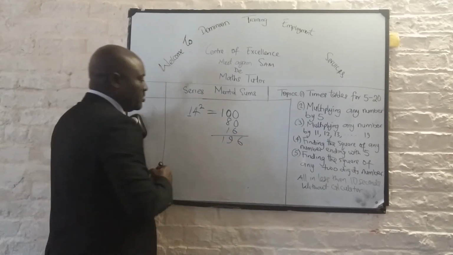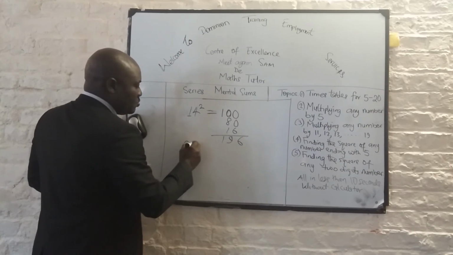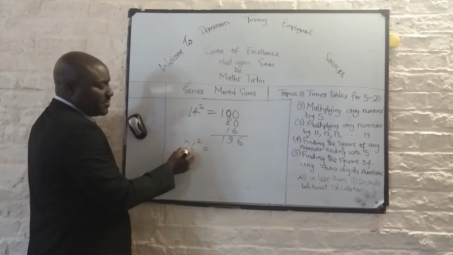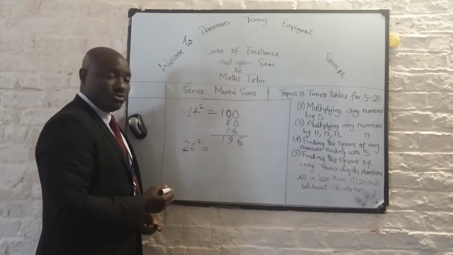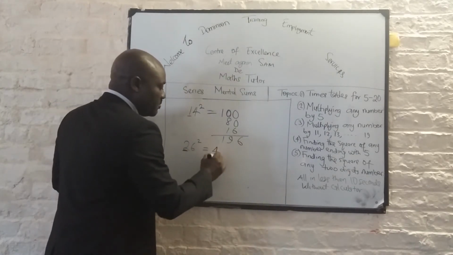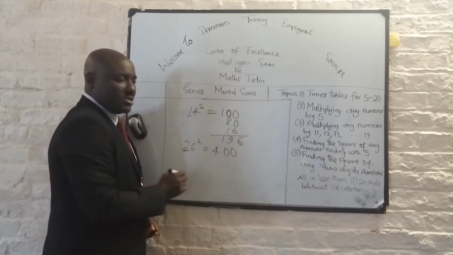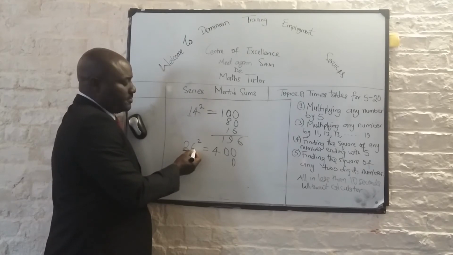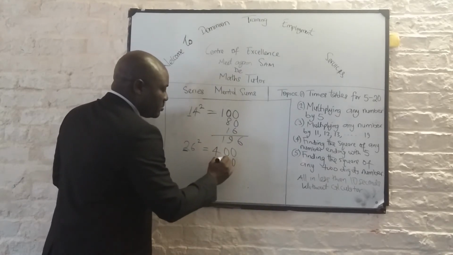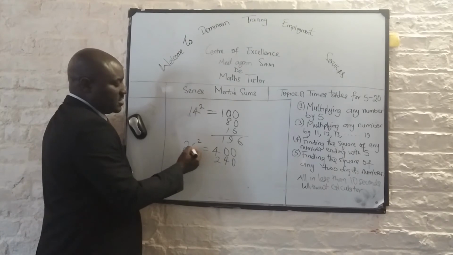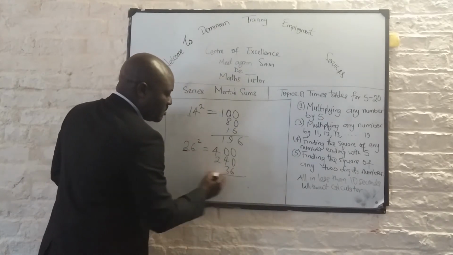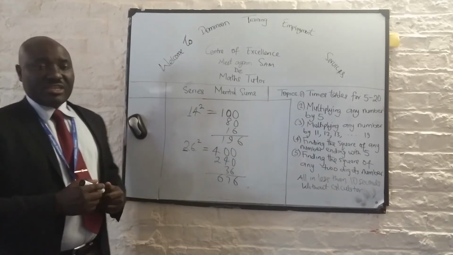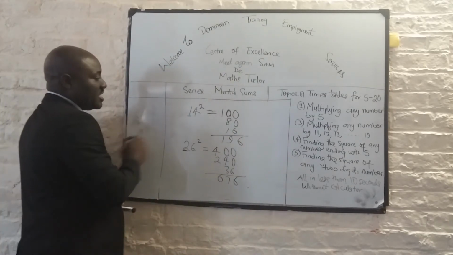Let's see another example. Let's say 26 squared. You take the square of the first digit, which is 2. 2 squared is 4. Add 2 zeros. Then put a 0 here. 2 times 6, that is 12. 12 times 2, 24. Square of 6 is 36. This is 6, this is 7, this is 6. It is 676. It's as simple as that.